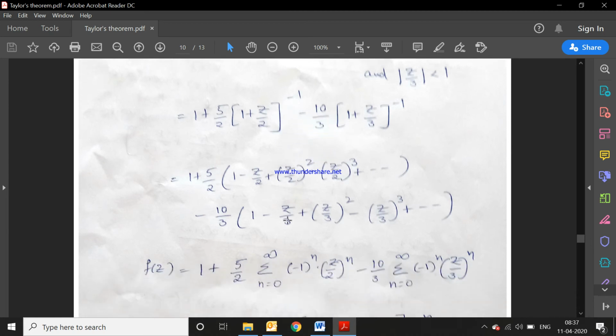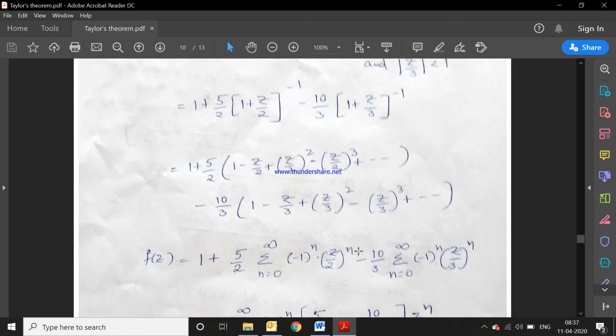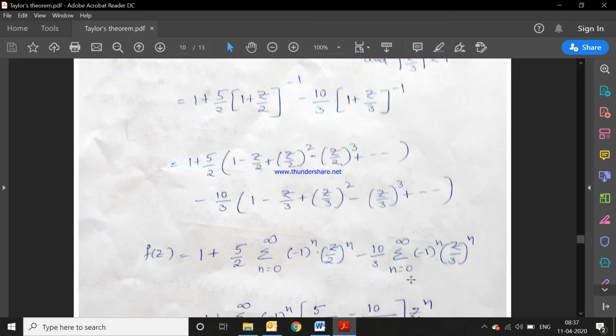Now let us write the series in summation form. Sometimes they ask the question to prove in the summation form. So I'm writing in the summation form with n values. F of z is equal to, first one is constant 1, plus 5 by 2 summation n is equal to 0 to infinity. First value is 1, no? So that's why I'm taking n is equal to 0 to infinity, and it is an alternating series, so you can take the alternating sign by substituting minus 1 whole power n, and the term is z by 2 whole power n.